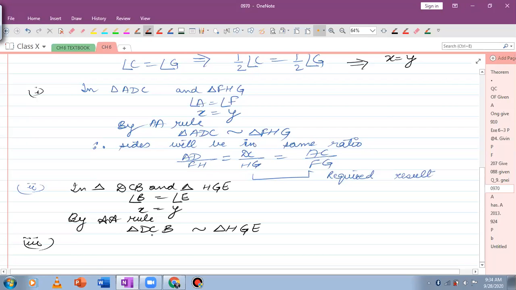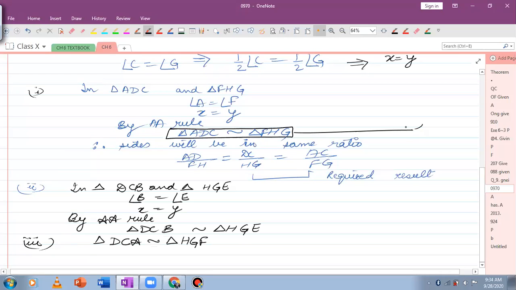And what can you say about the third part? Triangle DCA is similar to triangle HGF. Look at this result. This is just the modified form of the first part.